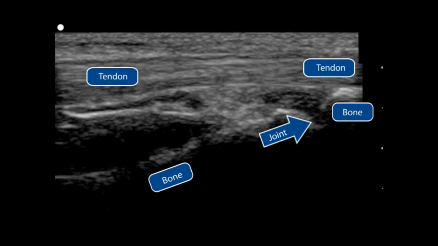Musculoskeletal ultrasonography often involves imaging a site of injury and comparing it to a corresponding contralateral unaffected side. This side-by-side comparison can help reveal subtle anatomic clues that can lead to a diagnosis.